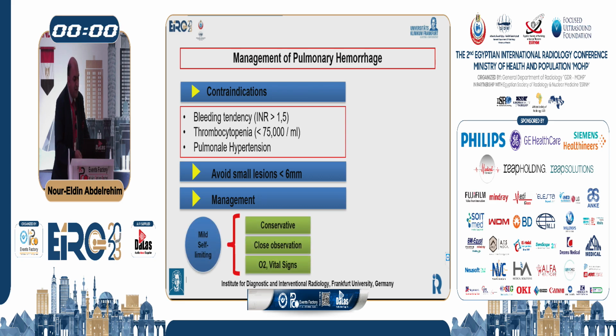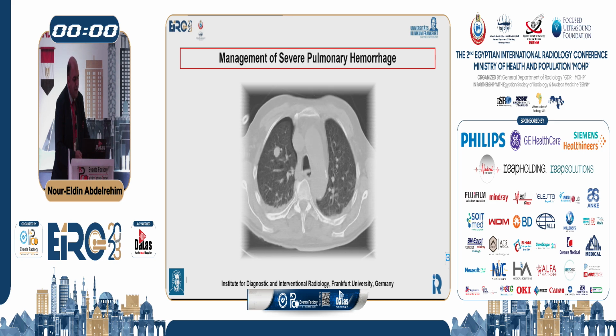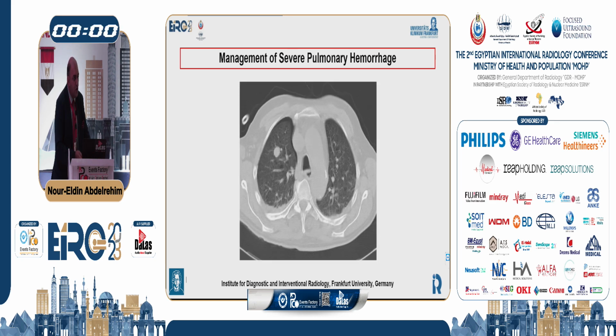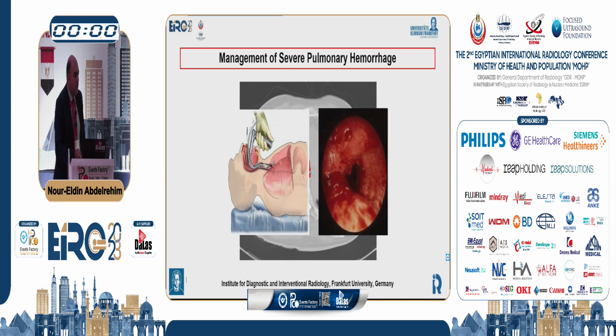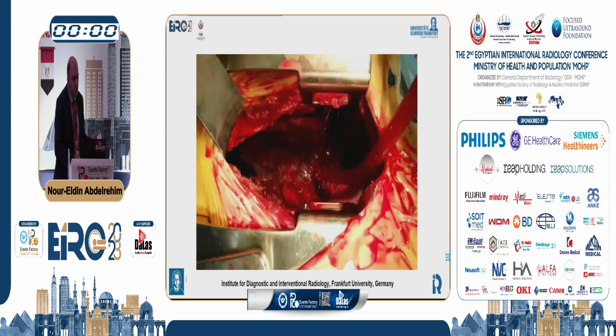For mild self-limiting cases, conservative management or close observation, as well as monitoring oxygen saturation and vital signs of the patient. If the hemorrhage is severe, like massive bleeding or massive hemoptysis, there is compression of the lung, and this will lead to internal asphyxia due to flooding of the blood inside the tracheobronchial tree. So the most important life-saving measure is to put in an endotracheal tube and suction the blood and keep the patient lying on the side of the bleeder, not allowing the flow of blood to the contralateral side.